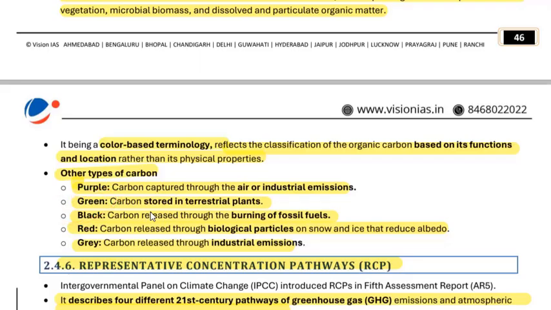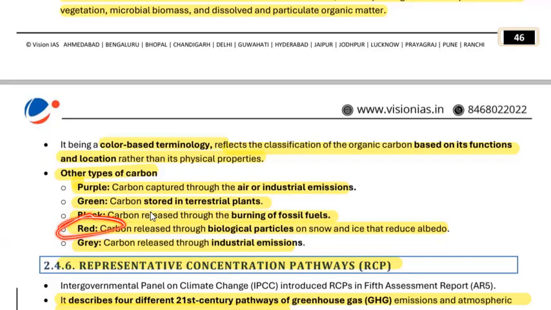Which is stored in the terrestrial plants like forest. If the carbon is stored in the terrestrial plants or vegetation or in the forest, it is called green carbon. What is the black carbon? Carbon released through the burning of the fossil fuel, then it is called black carbon.